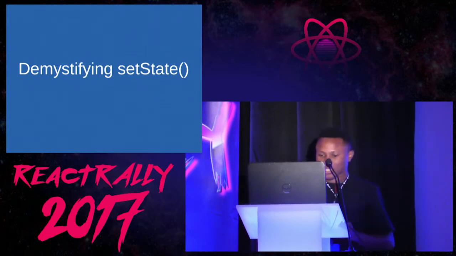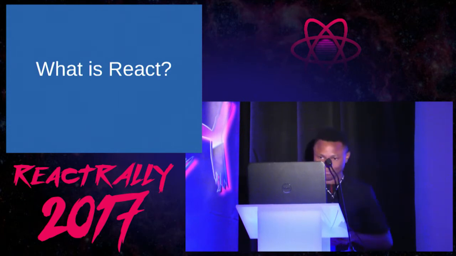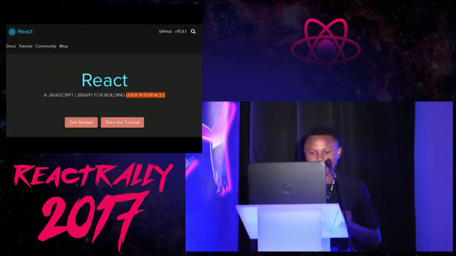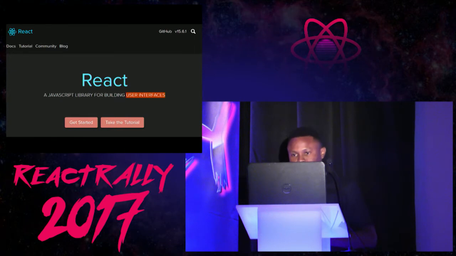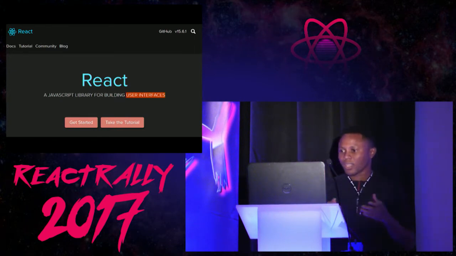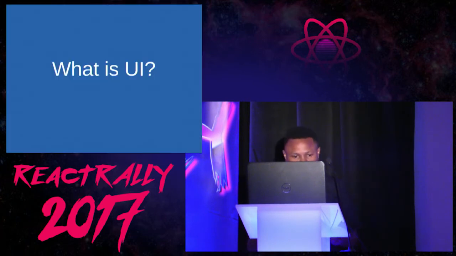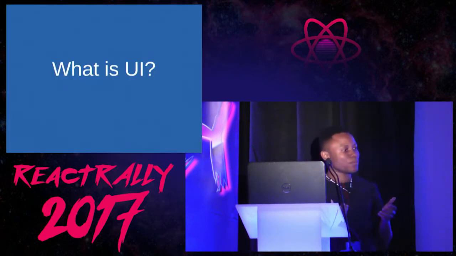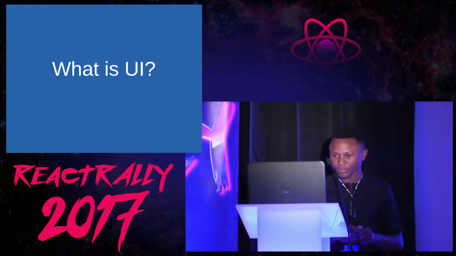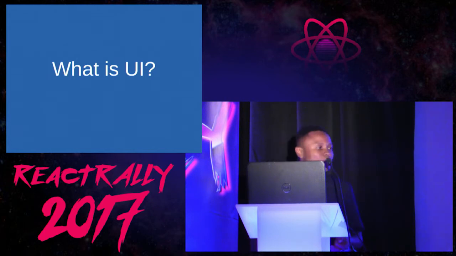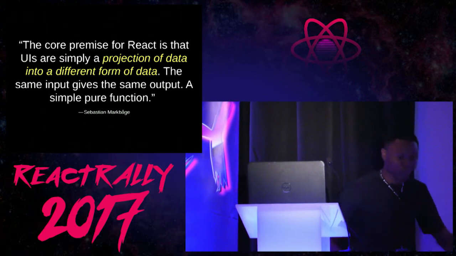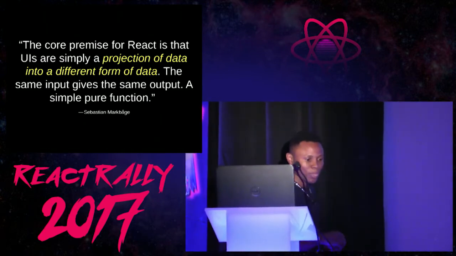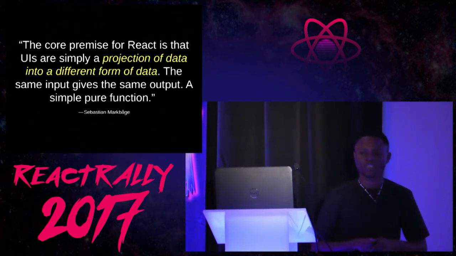When I was preparing for this talk, I asked myself, what is React? So I went to the official website. It says a JavaScript library for building UI. So React is really about UI, right? A way to think about UIs and build UIs. So then, what is UI? How do you think about UI? How do you reason about UI? In his document describing the meta model behind React, Sebastian Markbåge says that the core premise for React is that UIs are simply a projection of data into a different form of data. The same input gives the same output, a simple pure function. That makes a whole lot of sense, right?